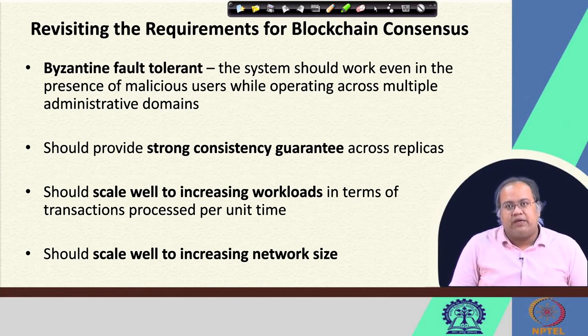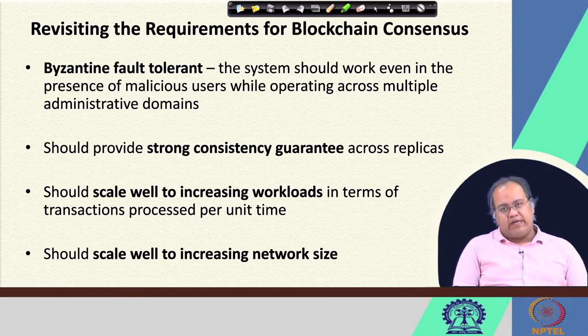Now, to start with, let us revisit the requirements of blockchain consensus that we mentioned earlier. We are just going to touch upon each of the requirements briefly. Our first requirement was to make the protocol Byzantine fault tolerant, because we assume that the participants in the blockchain network can be faulty in terms of malicious behavior. So, we need to design a protocol which is Byzantine fault tolerant. The system should work even in the presence of malicious users while operating across multiple administrative domains.